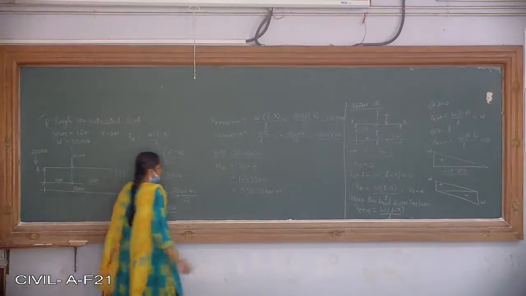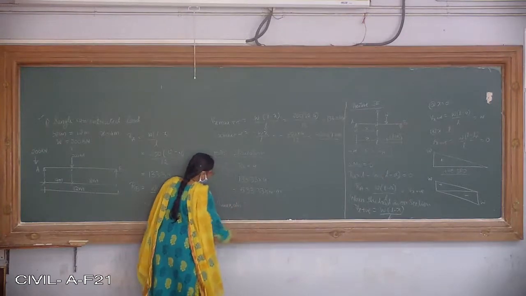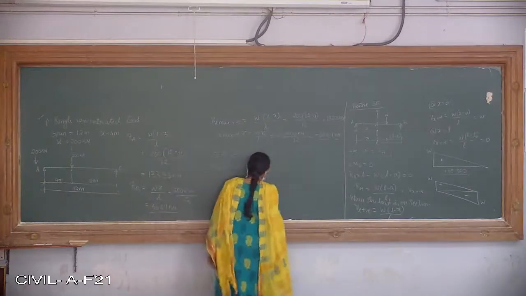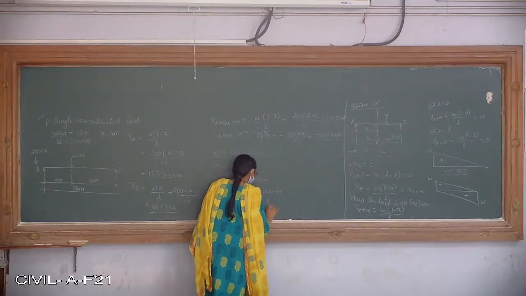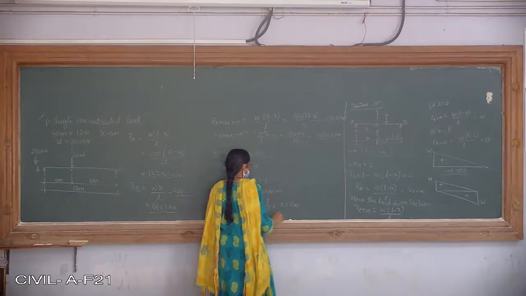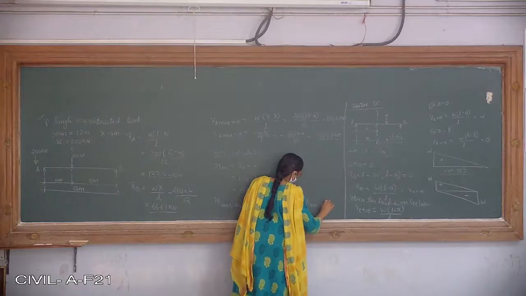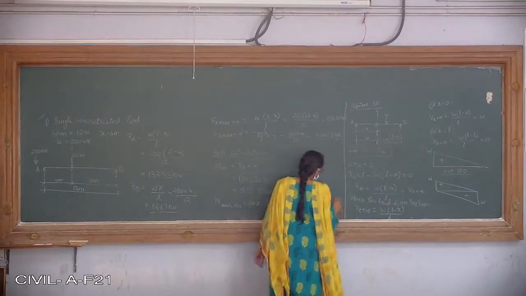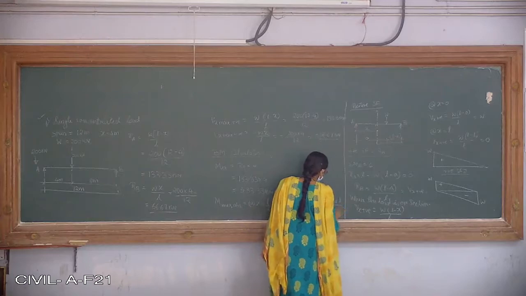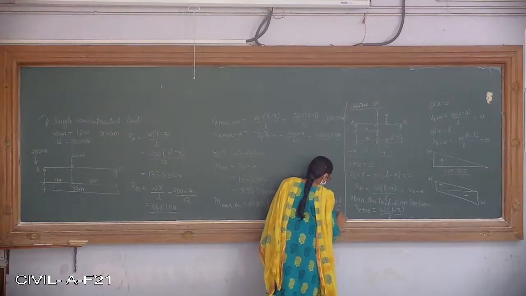Then at what location do I have maximum absolute bending moment? Max absolute will be at x equal to L by 2. That means x is equal to 6 meters. So at 6 meters, what is the bending moment? M max absolute is equal to W L by 4. So 200 into 12 by 4. That comes up to 600 kilonewton meter.